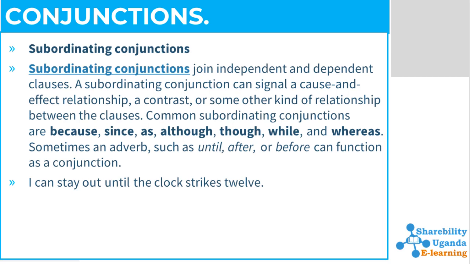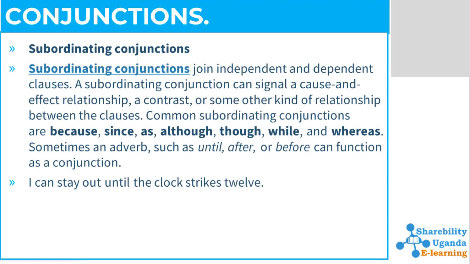In contrast to an independent clause, a dependent clause, also known as a subordinate clause, is a group of words that contains a subject and a verb, but cannot stand as a complete sentence on its own. A dependent clause does not express a complete idea, so it must always be attached to an independent clause.